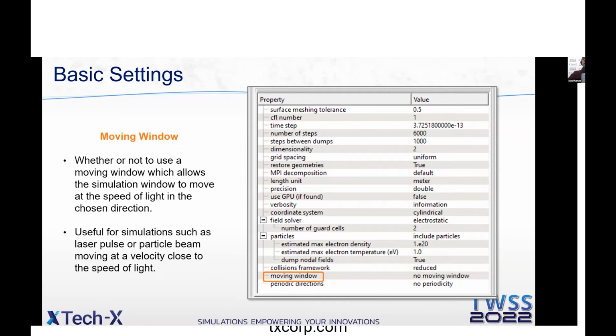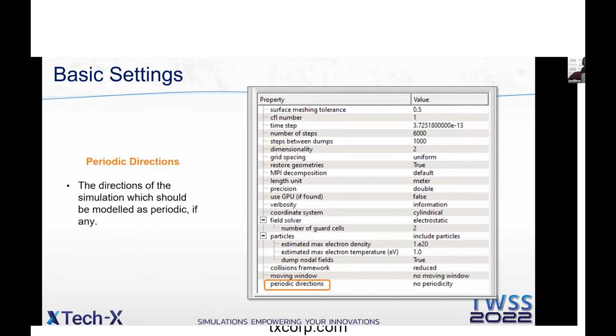Okay, I thought there was a question, but mentioning the GPU capabilities possibly. Finally, after the moving window is if we want to include any kind of periodicity. So if you have X periodicity or Y periodicity, you can just pop it in right here, and VSim will pay attention to that.